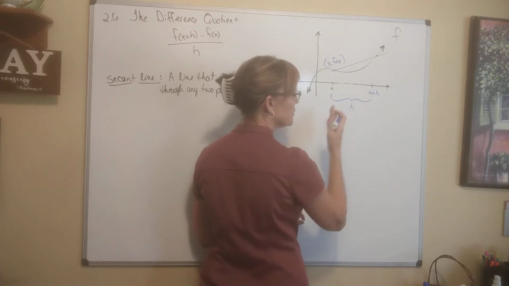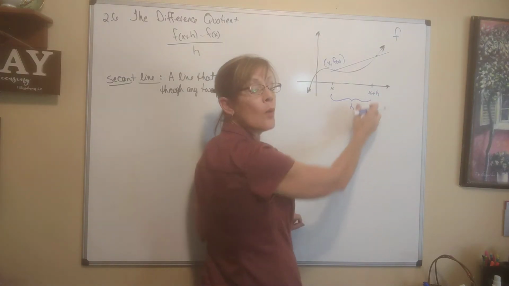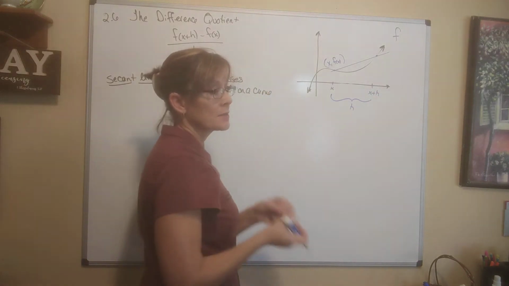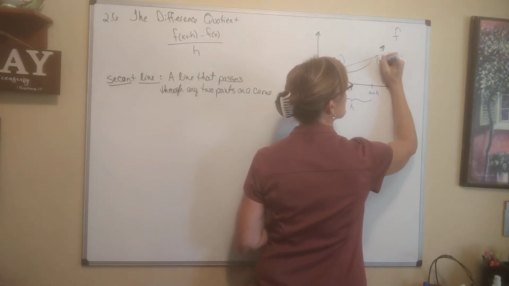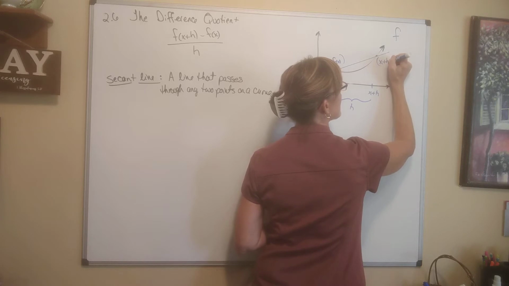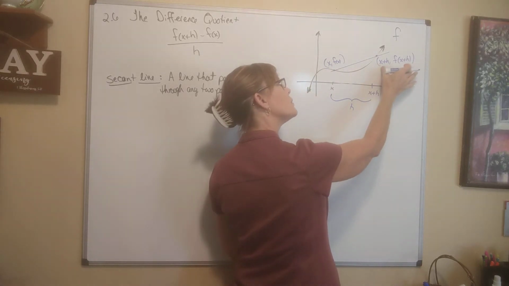I went h units further down. This is what I put in here. So what's the output if I put in x plus h? It's going to be f of x plus h. So the coordinates of this point are, the input is x plus h, and the output is f of x plus h. It's whatever I get out of that. So that's the y coordinate.